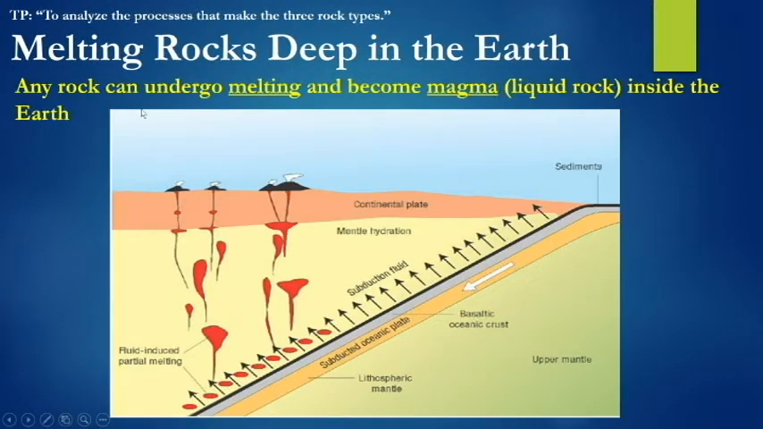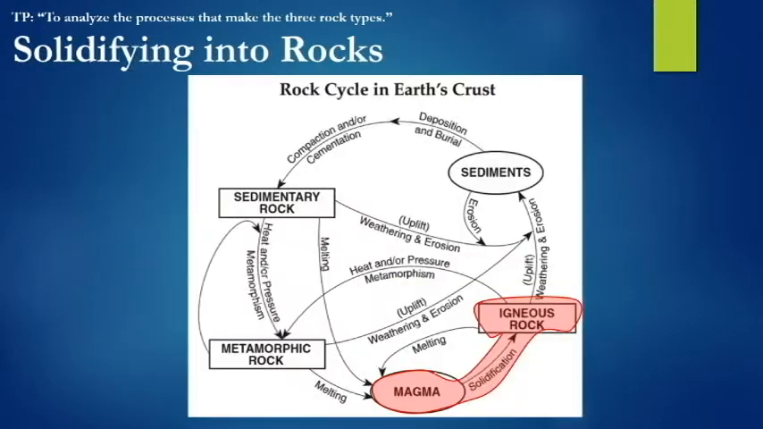Any rock can undergo melting. It doesn't matter what type of rock you are. Igneous, sedimentary, or metamorphic rocks can all melt and become magma, which is basically just liquid rock that's inside the earth. That's what magma is.